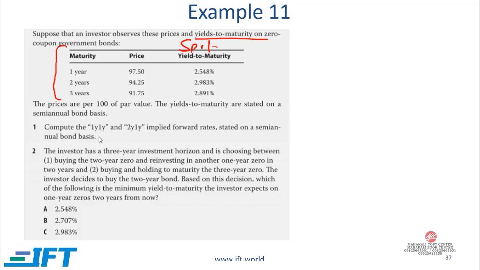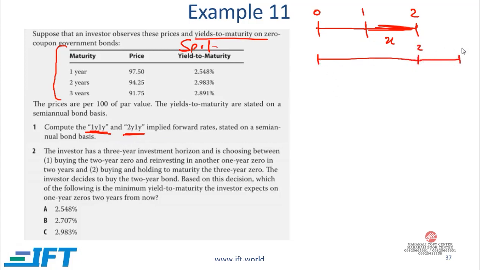All right, we are asked to compute 1Y, 1Y. What does that mean? 1Y, 1Y means this. So if this is time 0, time 1, time 2, this is after 1 year, the 1 year rate. So we are being asked to calculate X% over here, this forward rate, and 2Y, 1Y, that is after 2 years. So this is 2, 3, we are being asked to calculate this. How do we do that?